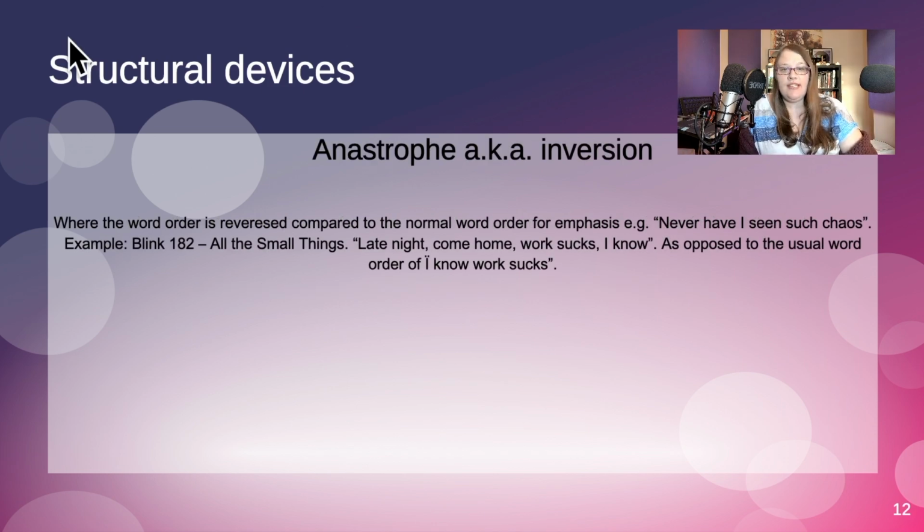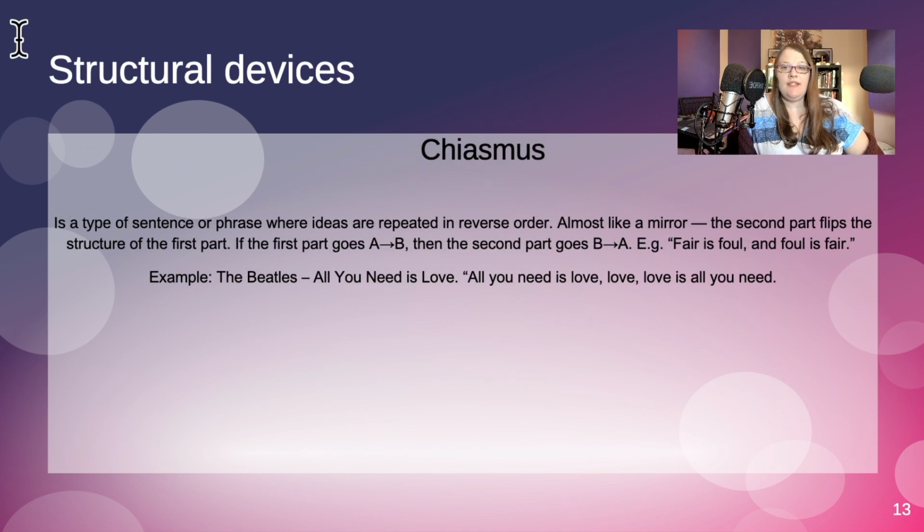Anastrophe, also known as inversion. It's an inverted word order for emphasis. In Blink-182's All the Small Things, the lyrics are "Work sucks, I know," instead of "I know work sucks." Chiasmus is a mirrored phrase. It's where the structure is flipped. So, for example, in the Beatles' All You Need Is Love, the lyrics are, "All you need is love, love is all you need."